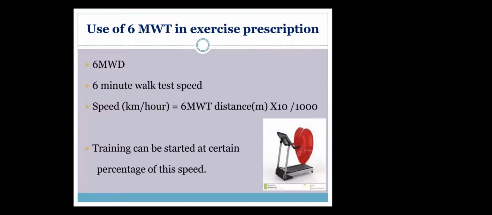So for example, a person has completed 340 meters in a 6-minute walk test. So his speed would be 340 into 10 upon 1000. So that comes to 3.4 kilometers per hour. So training can be started at some appropriate percentage of this particular speed, because then it will be specific to that patient.